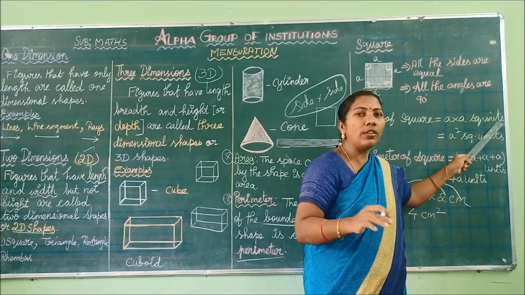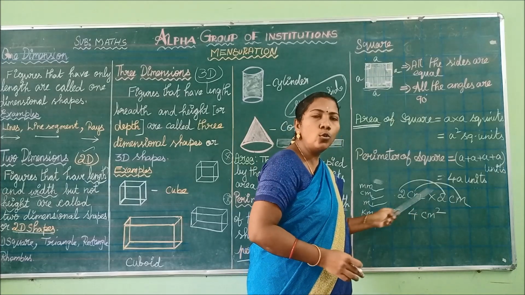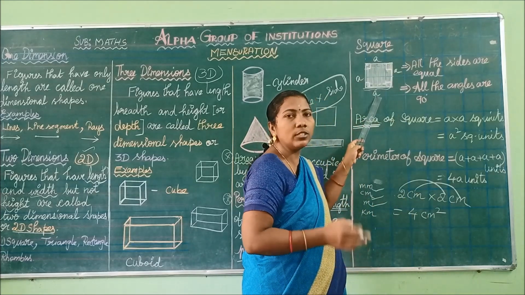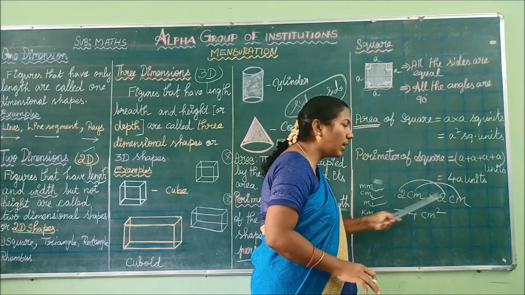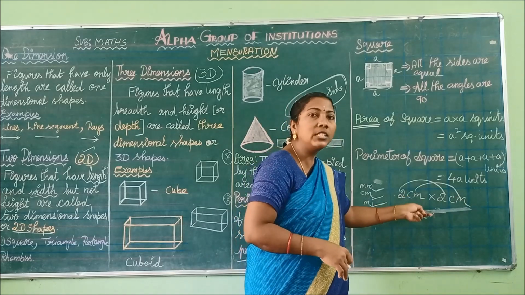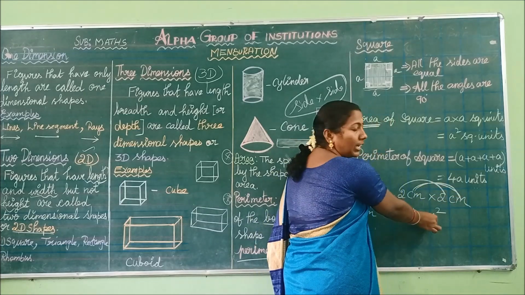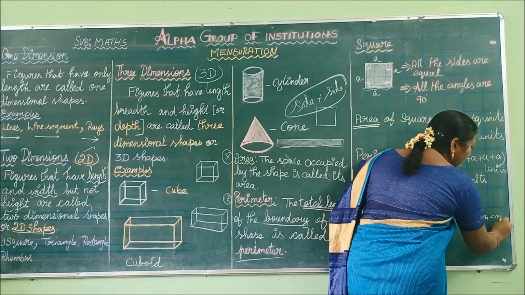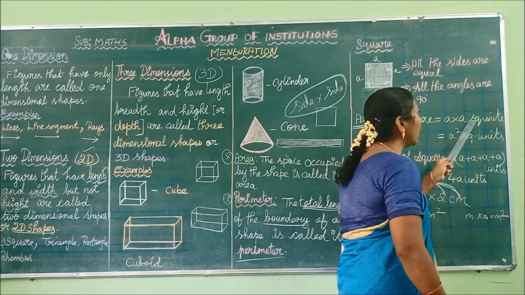I hope you understand why we are writing square units: because we are multiplying the two sides, that is length and breadth. Here all the sides are equal, so there is no separate length and breadth. We are multiplying the two sides, so we multiply their units also. Centimeter into centimeter, we write centimeter square. Suppose you multiply meter into meter, you have to write meter square.